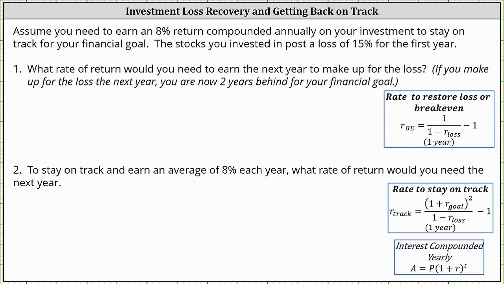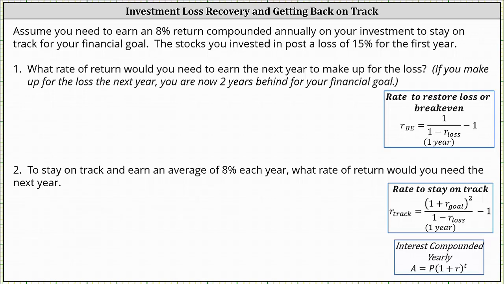This video will show the rate of return needed to restore a loss, as well as the rate needed to stay on track for a financial goal. Assume you need to earn an 8% return compounded annually on your investment to stay on track for your financial goal. The stocks you invested in post a loss of 15% for the first year.